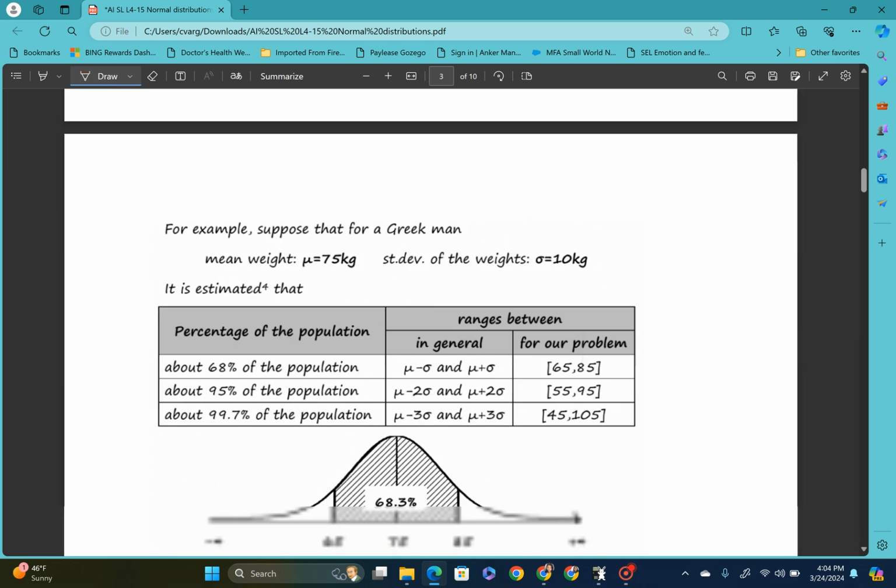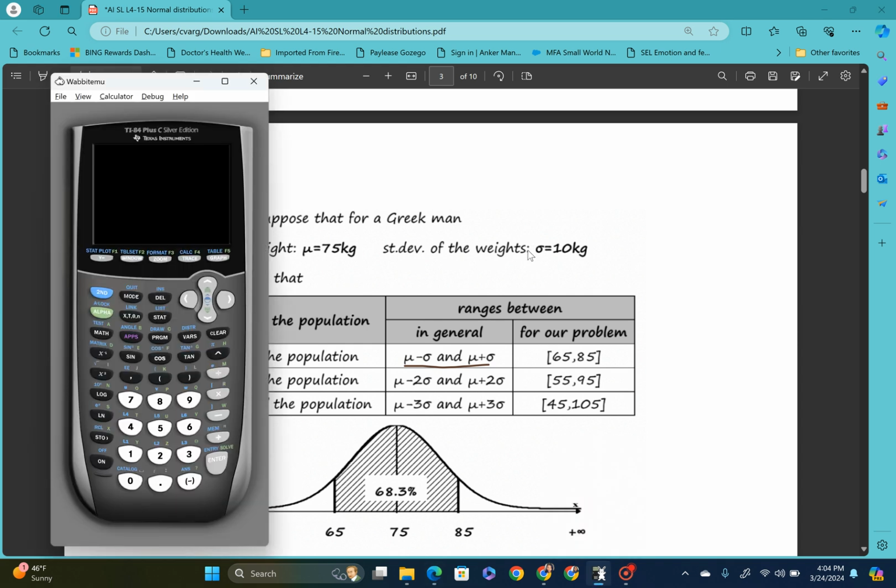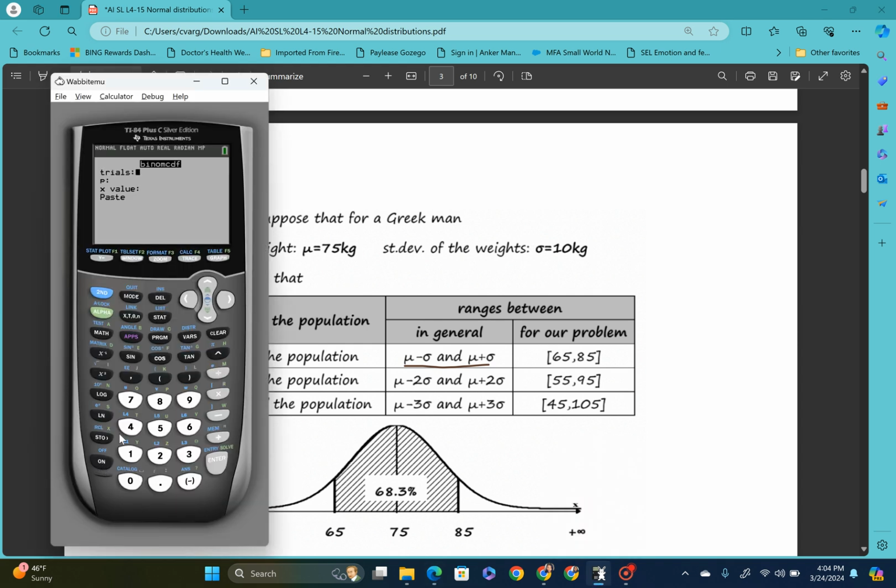So this right here is just a refresher of what we just talked about. Mean plus or minus 1 times the standard deviation is 68% of the data. So there's an actual problem here. I'm going to show you in the example how to take this and plug this into our calculator. So let's go ahead and do this problem right here. How do we plug this into our calculator?